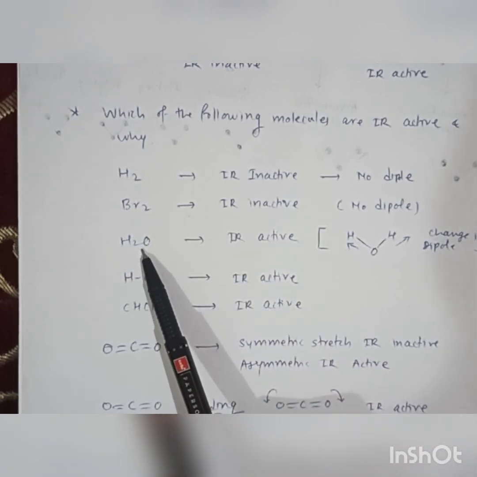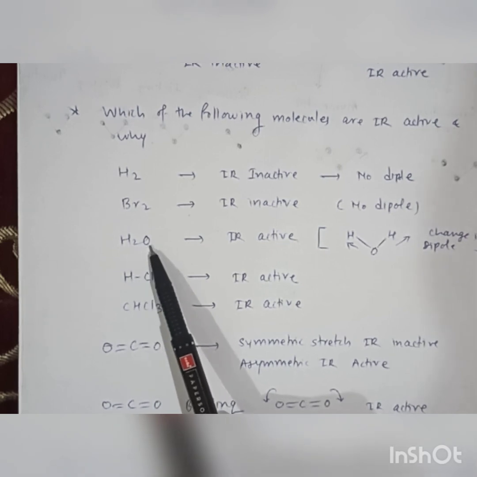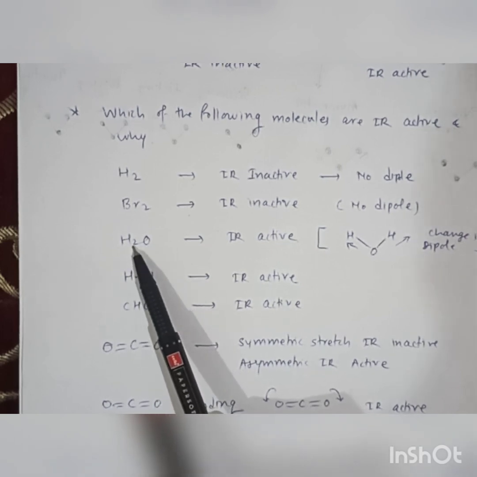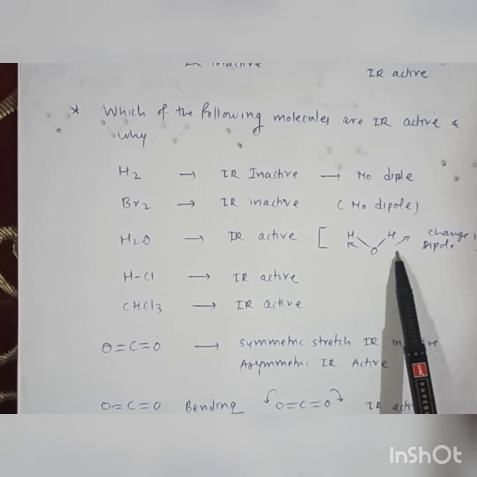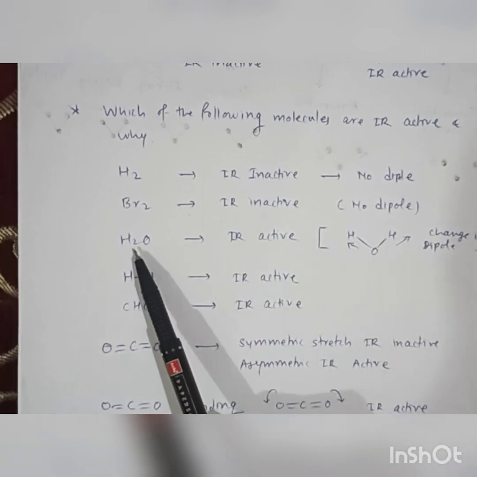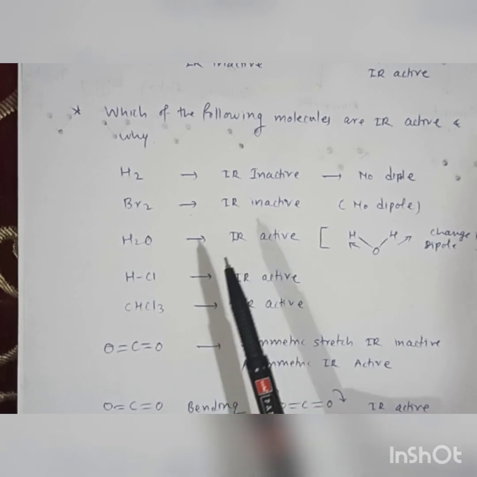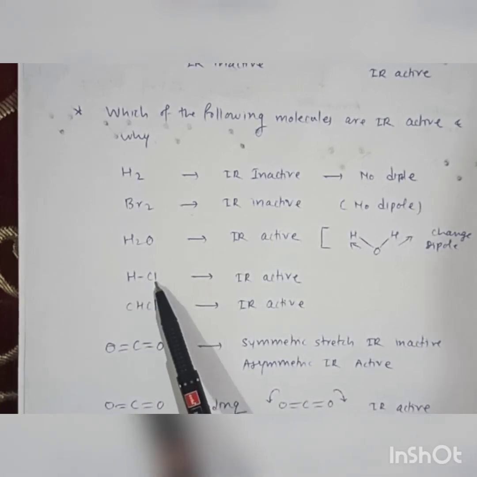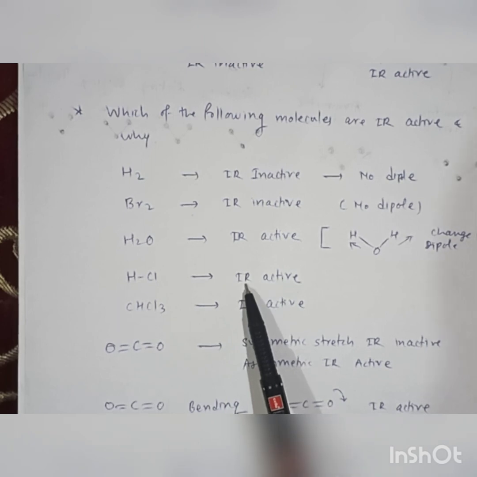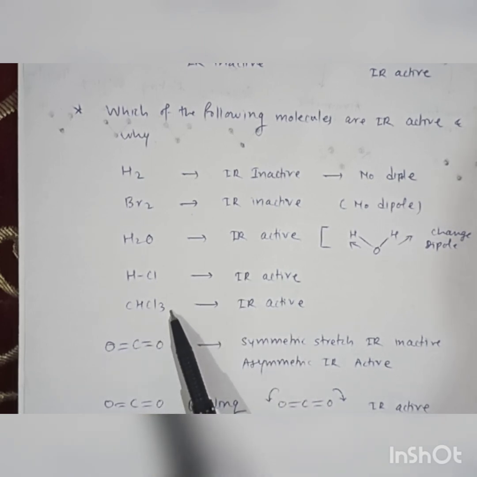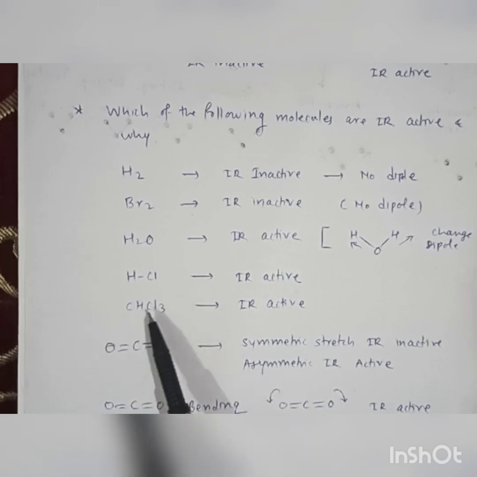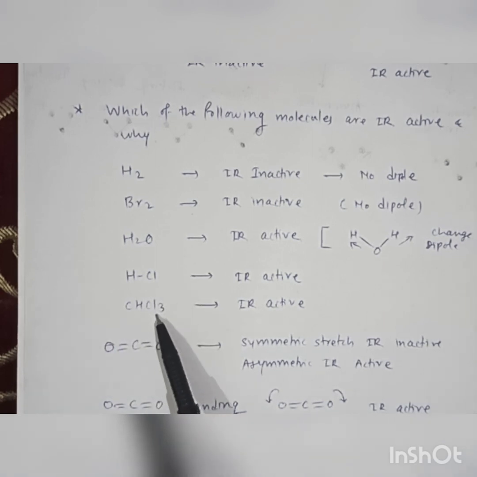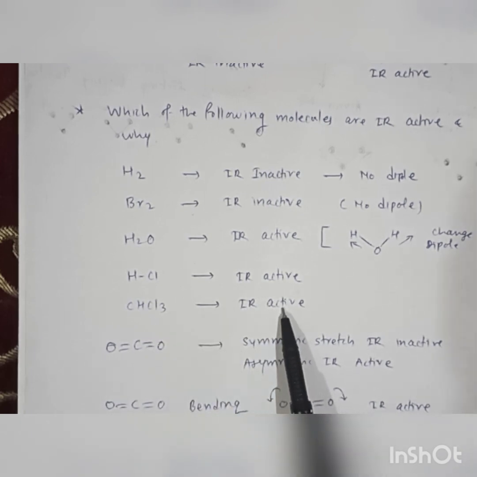Water molecule, H2O, is there a dipole? Two poles are there, oxygen is carrying negative charge, hydrogen is carrying positive charge. Therefore, there is a dipole in the molecule, and if you stretch it, there will be a change in dipole moment, and therefore the H2O molecule is IR active. HCl, there is a dipole and if you stretch, that will be IR active. CHCl3, what will be the case? There is a dipole because chlorine is carrying negative charge, carbon will carry a partial positive charge. There is a dipole, and stretching or bending vibration will make it IR active.